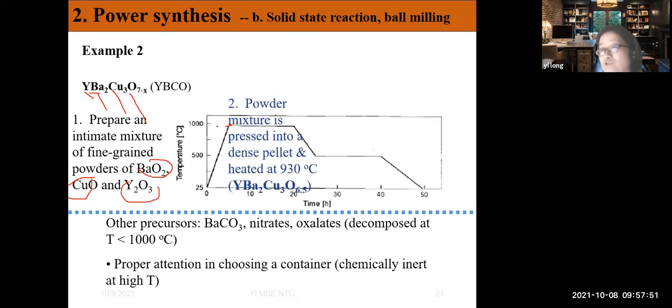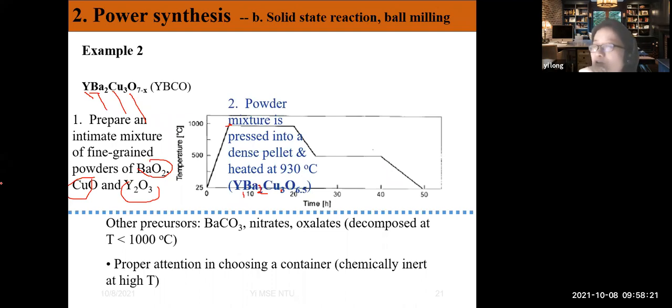At this stage, the powder mixture is pressed into a dense pellet and heated at 930 degrees. Okay, so in this case, you form yttrium 1, barium 2, copper 3, oxygen 6.5. Not bad already, right? Let's say I check the property and found it is not nice. So maybe I want to increase the oxygen, not 6.5, like 6.7, 6.8.